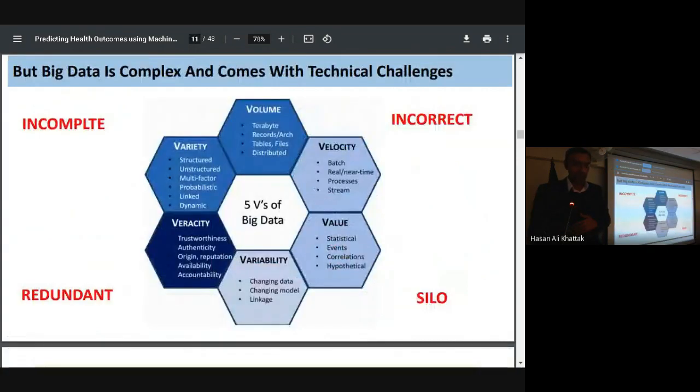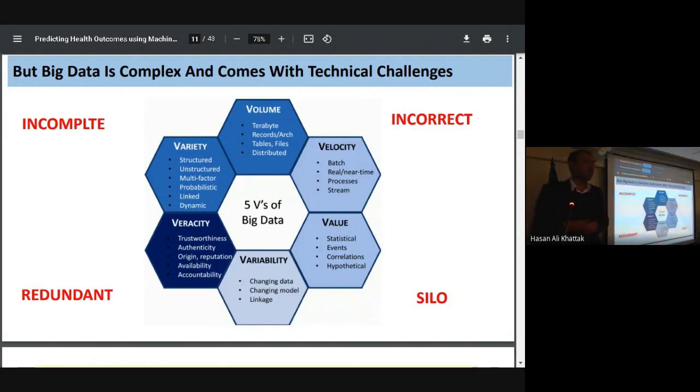Also, I believe you are all familiar with the 5V, some say 6V, of big data. So we have the data which is available in general data or in health data. One factor is velocity, which is how the data is coming, like in a batch format, in a process format, in a stream. Then variety of the data is available, like in healthcare, we have image data, sound data, ECG data, structured and unstructured type of data.